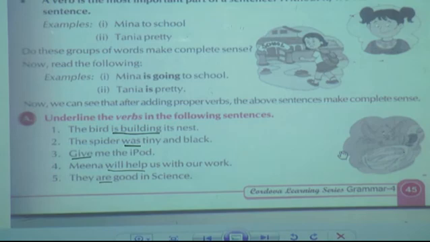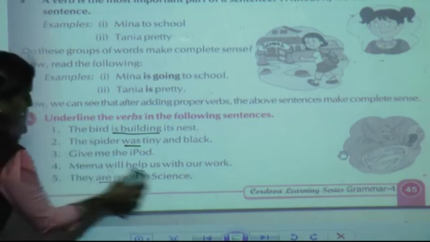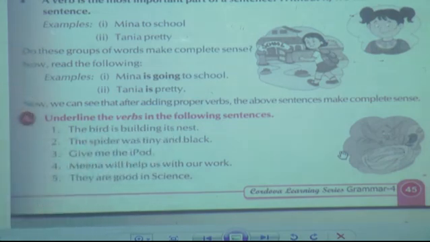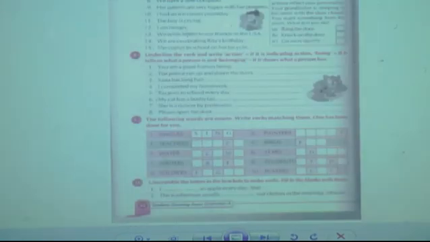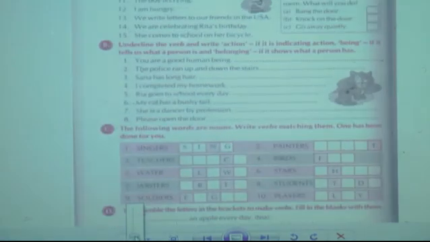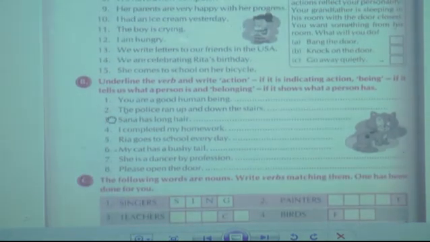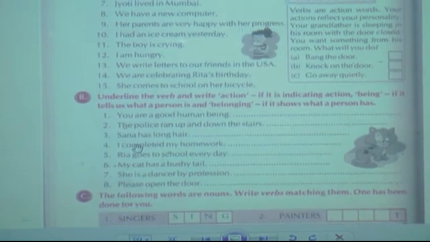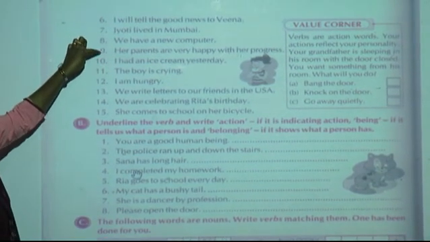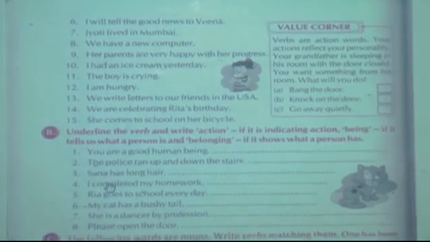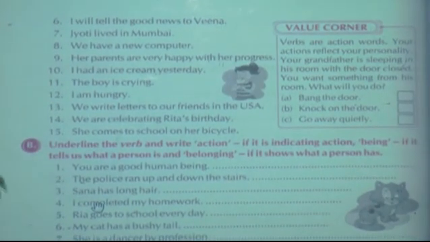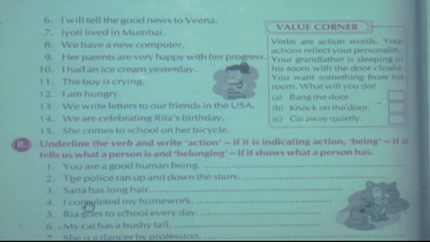Now turn the page students, page number 46. If you see over there, 6 to 15 examples are there. Yes or no? Okay. So you have to solve that on your own. It is very easy. You only have to recognize the verbs. Can you see here, students? 6, 7, 8, 9, 10, 11, 12, 13, 14, 15. This you have to solve. So try your best.